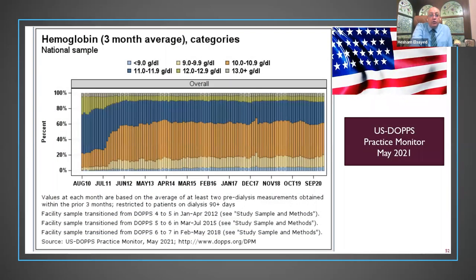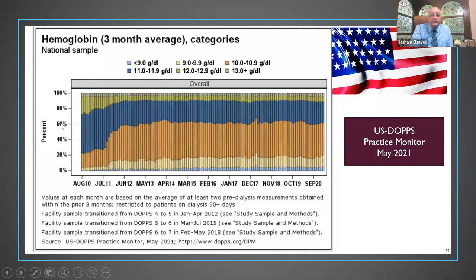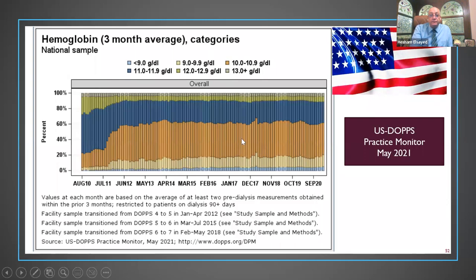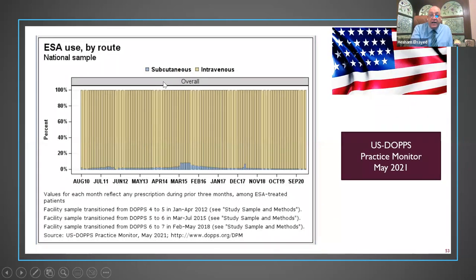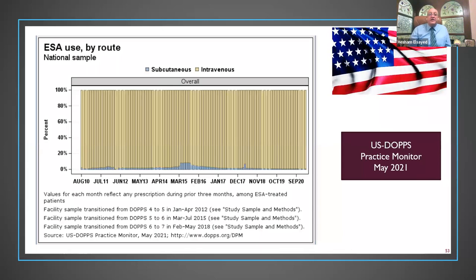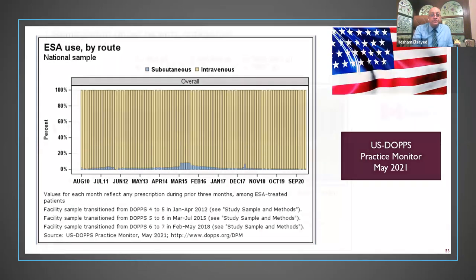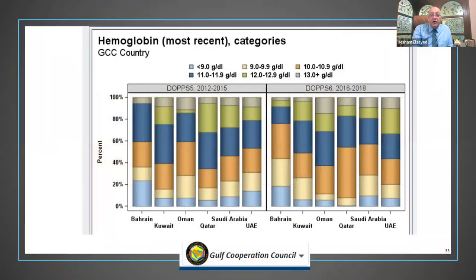Globally, you can see from the graph a huge variation between patients on dialysis in the hemoglobin level, between below 9 and above 13. And most of the patients take the ESA by the IV route during dialysis, although it costs 25% more than the subcutaneous route, but for patient convenience. The same in Canada, as well as in the Gulf Cooperation Council. So we already have huge variation between patients in hemoglobin.